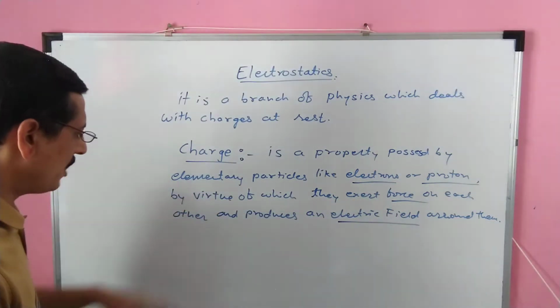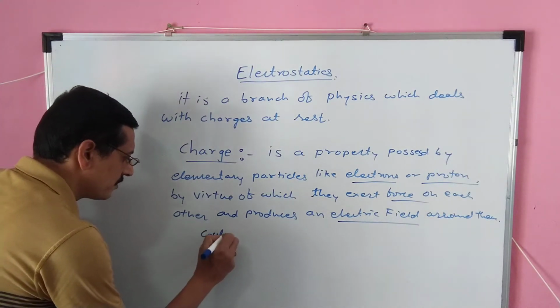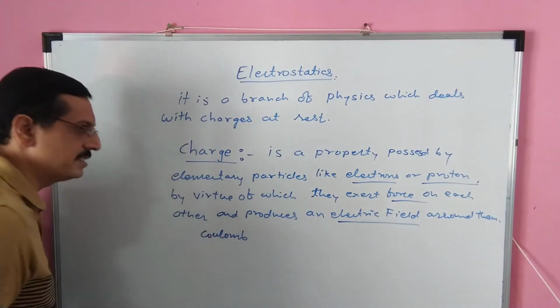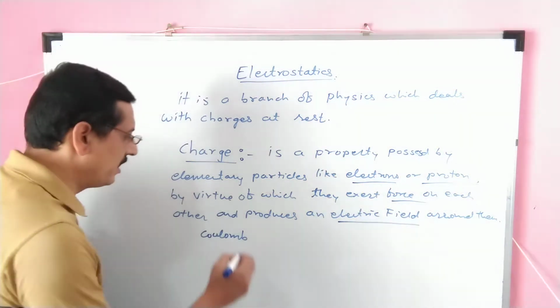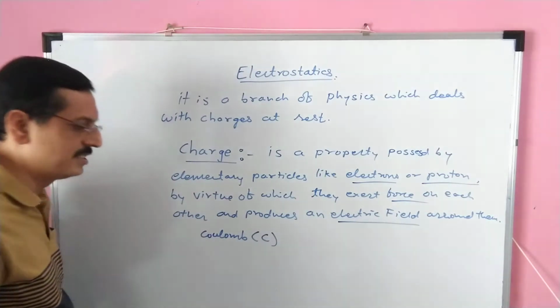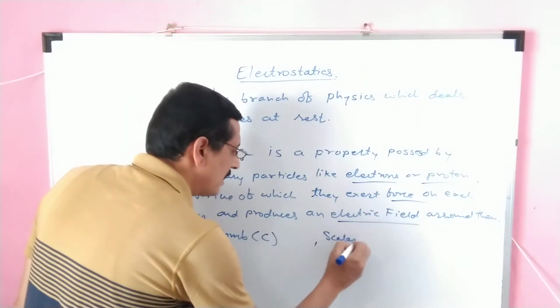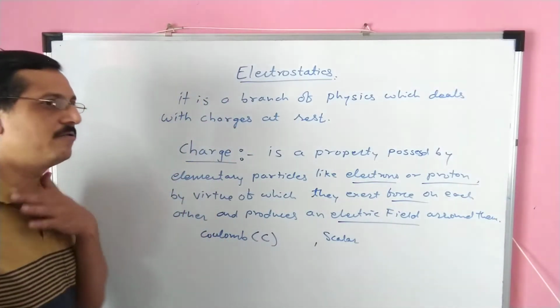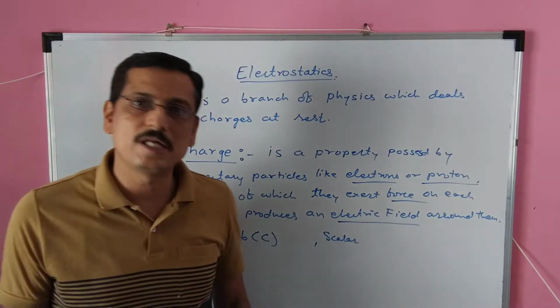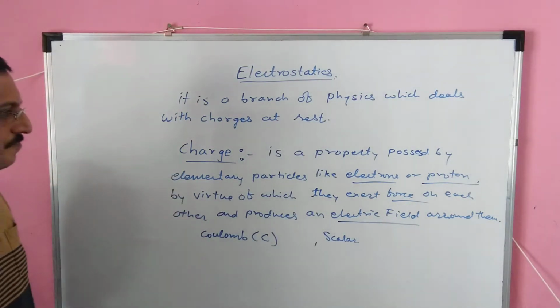Now the charge is measured in the unit coulomb. Coulomb is a scientist's name, so it should be written in small letters when we are using it as a unit, and its symbol is capital C. It is a scalar quantity. Scalar quantity means it doesn't have any definite direction, only magnitude. So this is about a charge.